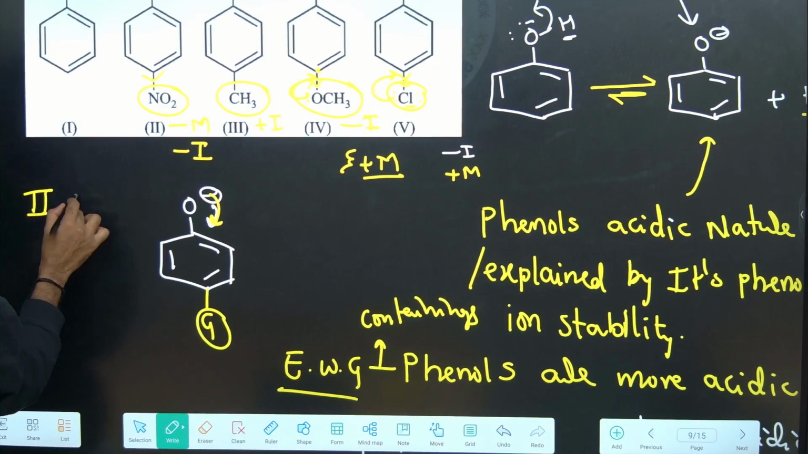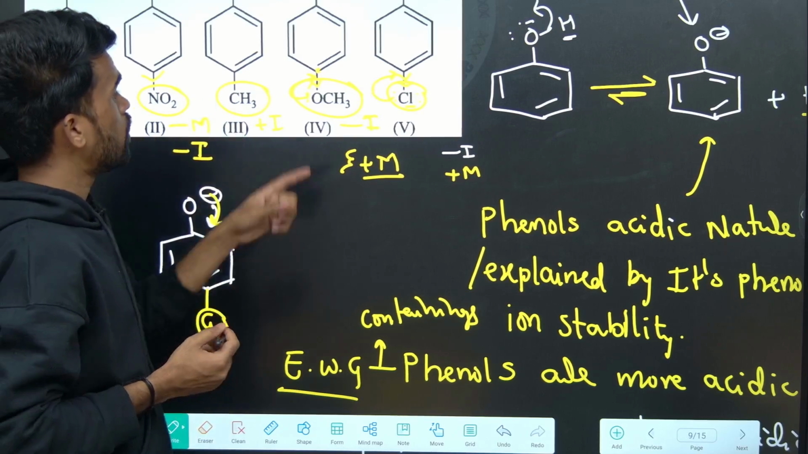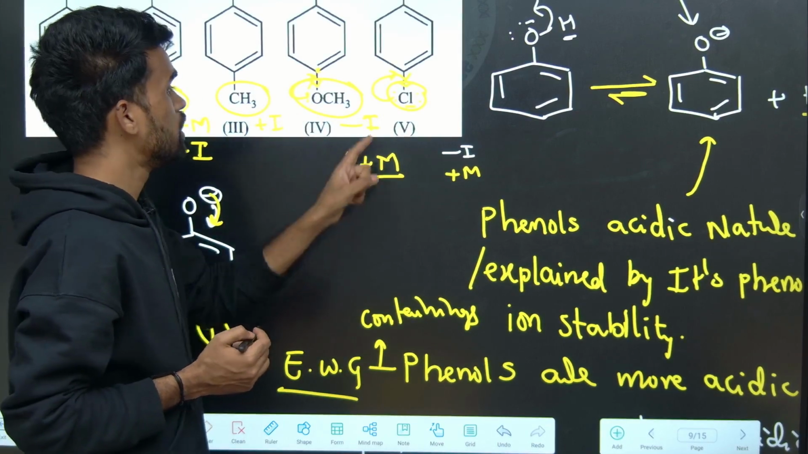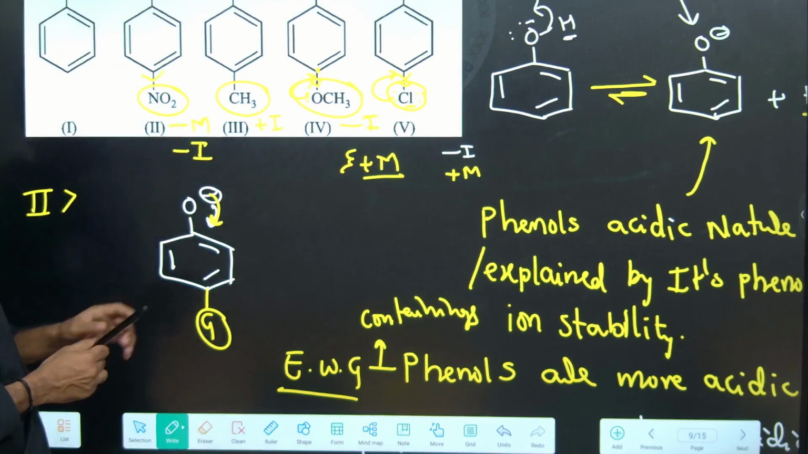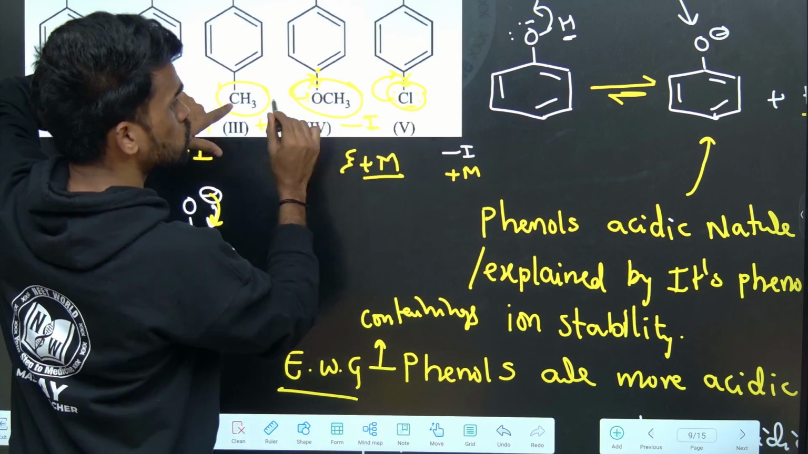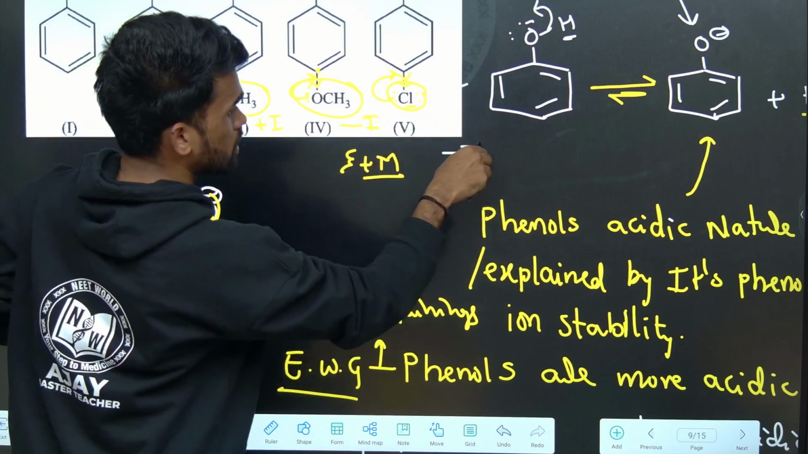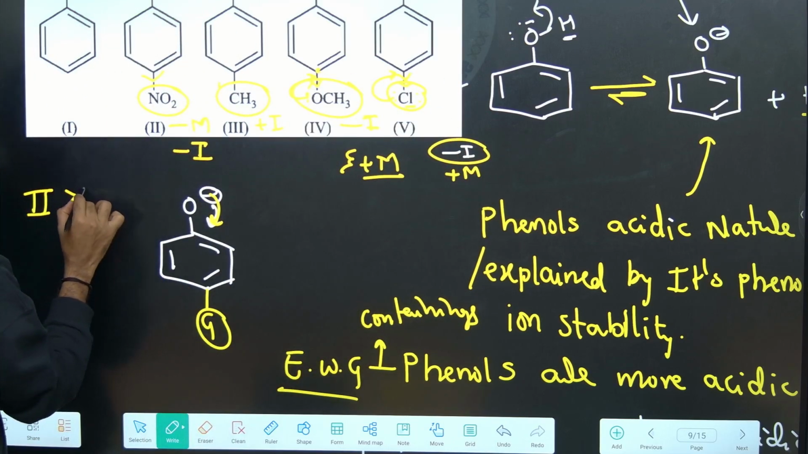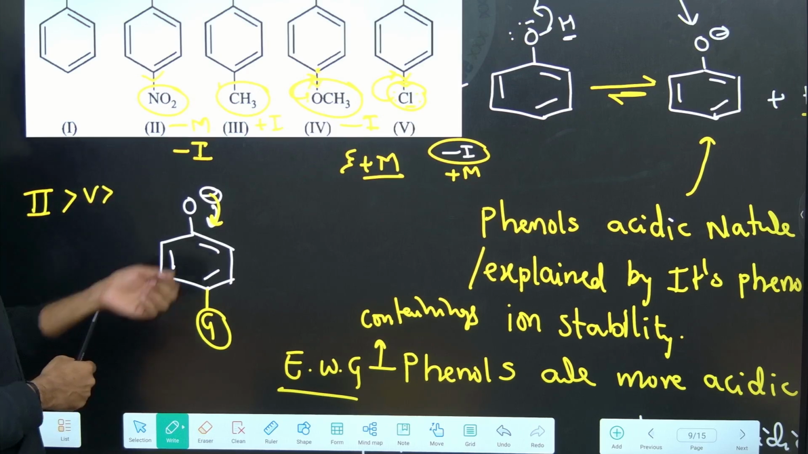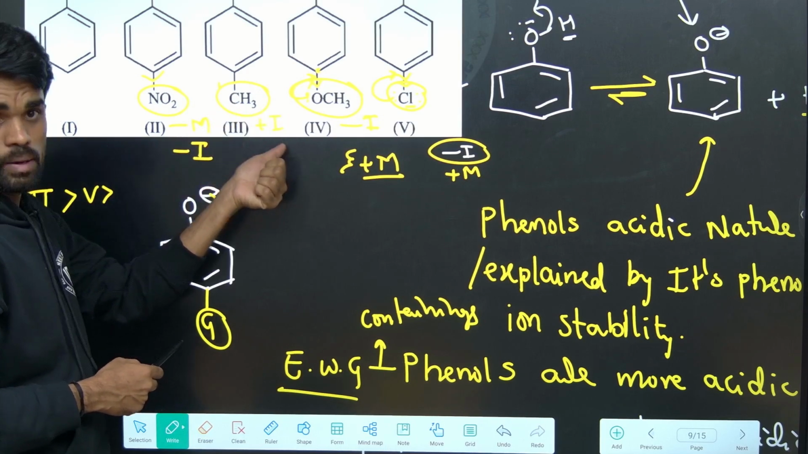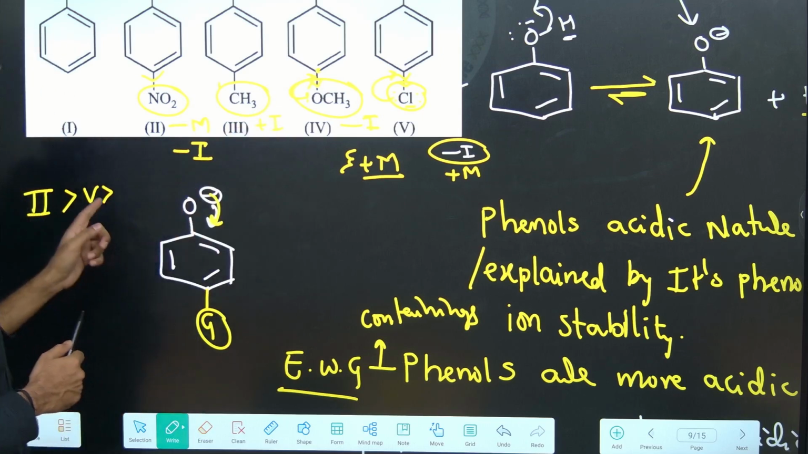Then next, like I told you, all these are plus M, minus M groups and so on. Out of this, if we compare, this is completely an electron releasing group only. Out of these two, we can go with the one having more minus M effect. So I am saying here 5, and here we can also talk about the electron releasing effect by the inductive effect. That's why I am taking it here.